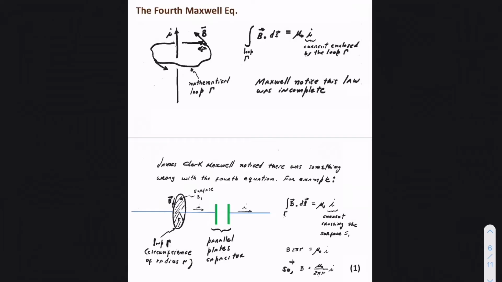Okay, so now let's turn to the fourth equation of Maxwell. Now, this law was originally given by Ampere. He said that if we consider a loop around a wire which is carrying current I, then the line integral of the magnetic field around that loop will be equal to mu naught times the current that is carried by the wire.